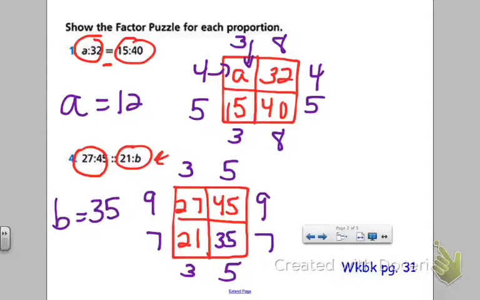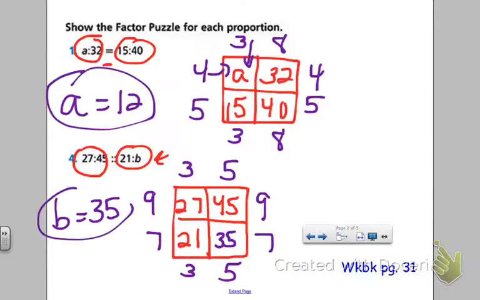And keep in mind, I'm not just saying the answer is 12 or the answer is 35. I am labeling my variables. I'm telling you A is equal to 12. B is equal to 35. Please get in that habit of labeling your variables.